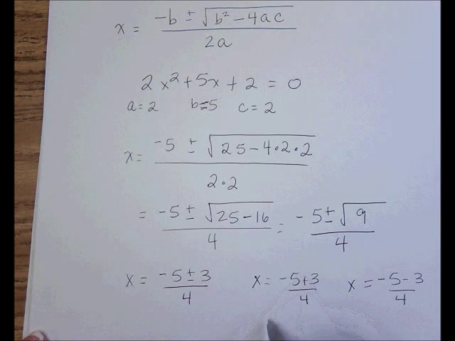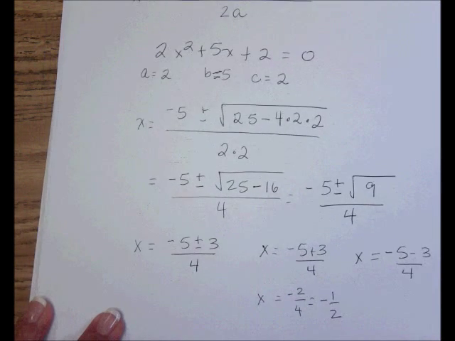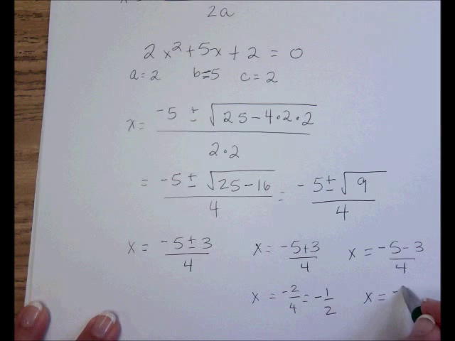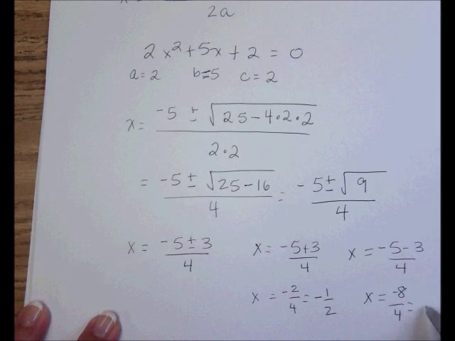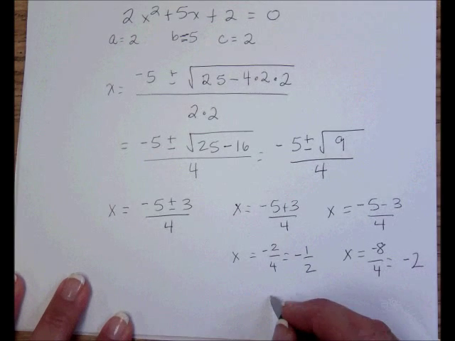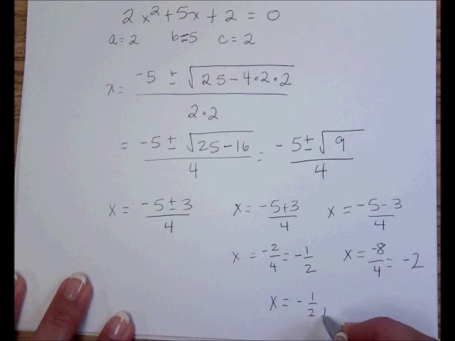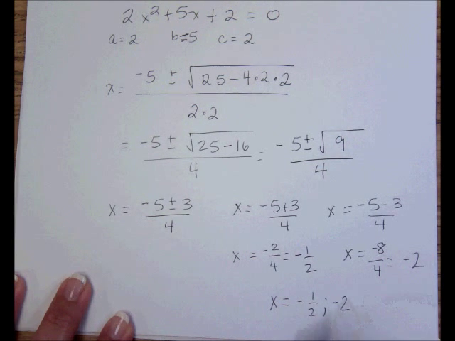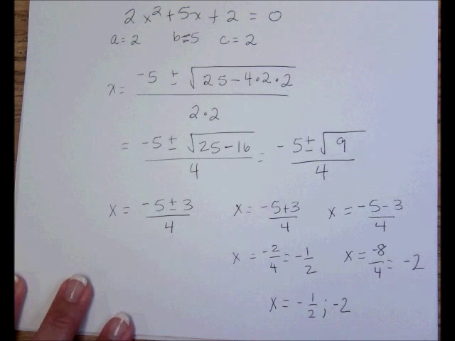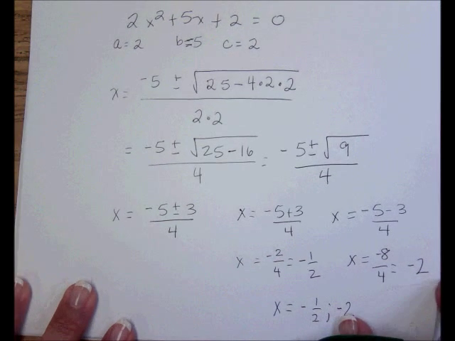So in this case, x is equal to negative 2 divided by 4, so x is equal to negative 1/2. And then in this case over here, x is equal to negative 8 divided by 4, so x is going to equal negative 2. So my solution would look like x can be equal to either negative 1/2, and x can be equal to negative 2. So that's solving that kind of equation that has a variable a, b, and c.